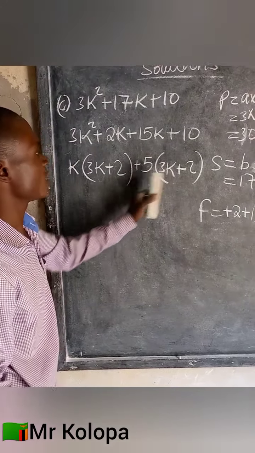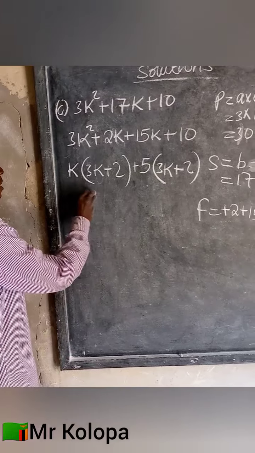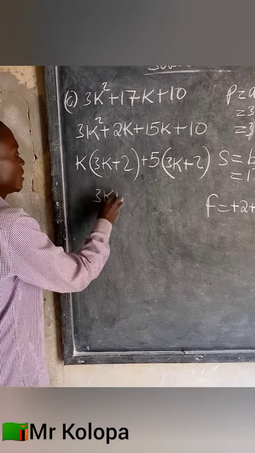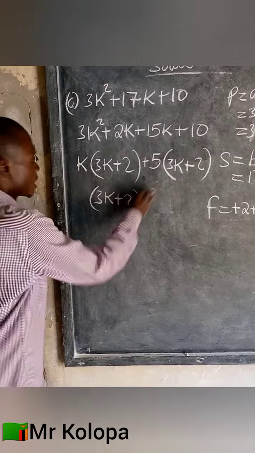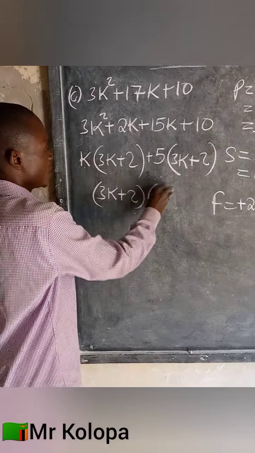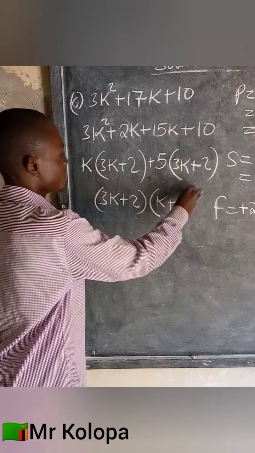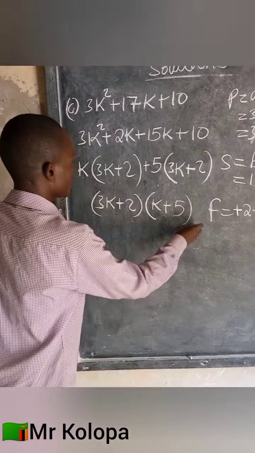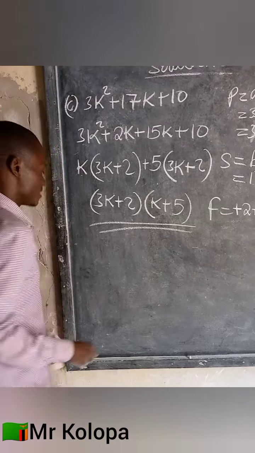So you can see what we have in the brackets. We have same things. So I'm going to write 3k, positive 2, another one, positive k, positive 5. So that is our answer.